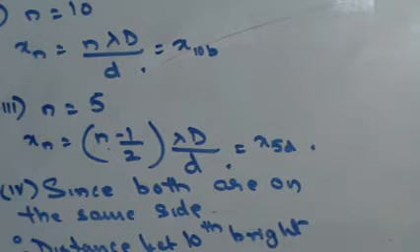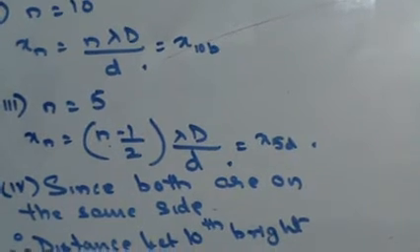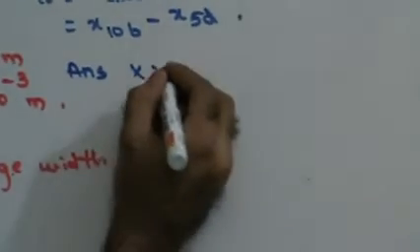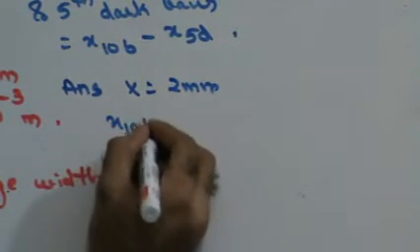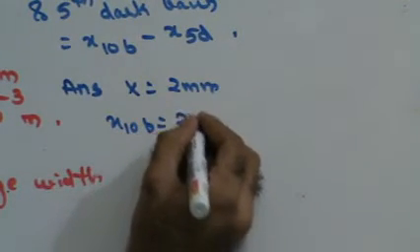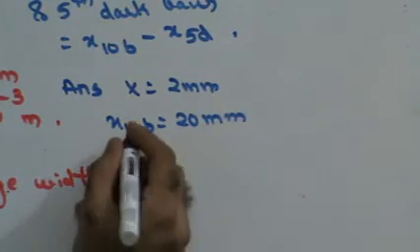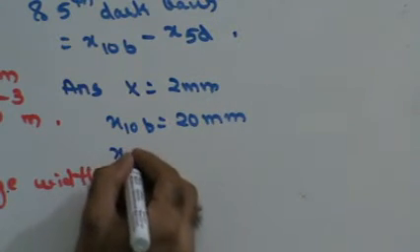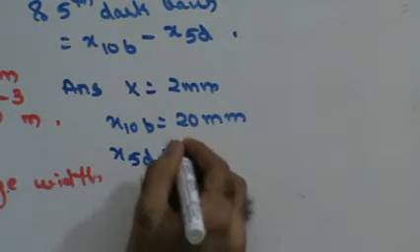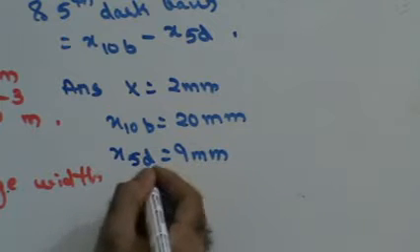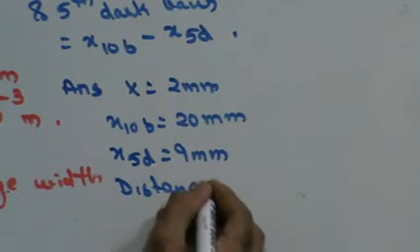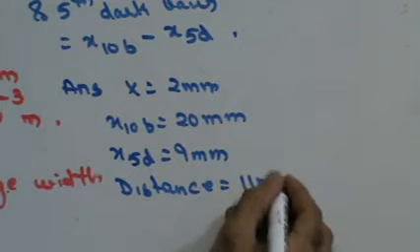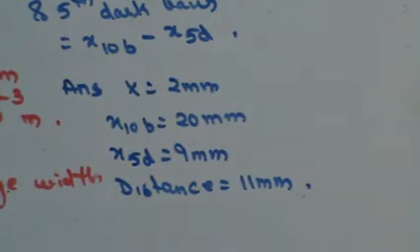Now the answers for this sum should be: bandwidth should come out to be 2 millimeters, 10th bright band should come out to be 20 millimeters, 5th dark band should come out to be 9 millimeters, and the distance between the two is going to be 11 millimeters, right? Next, take our next one please.